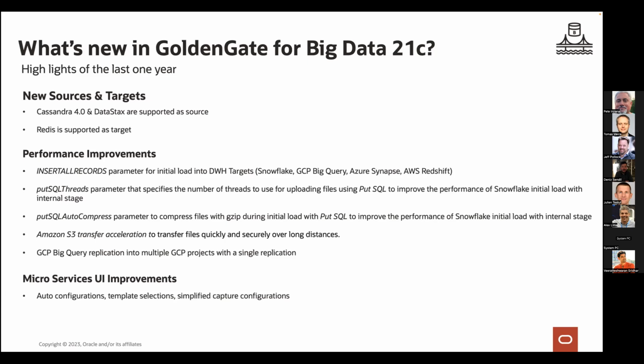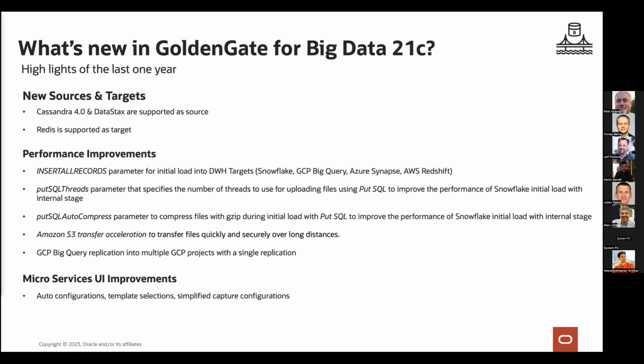initial load process. Then they contacted us, and we recommended them to upgrade to GoldenGate for Big Data 21.8. We also recommended them to use insert all records for the initial load process. With the same initial load replication configuration together with insert all records, and with the same table of 75 gigabytes, they completed the initial load in around 1 hour. So from around 6 hours to 1 hour. That's the kind of performance improvement we are talking about here.